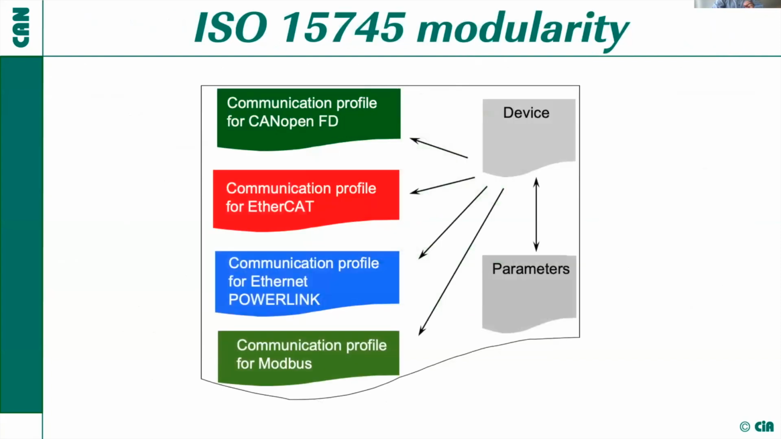Another thing is the modularity of this standardized approach. We can have multiple communication profiles for one single device. Assuming we have a CANopen FD device, it is not only supporting CAN FD, but it can also be Ethernet-based, like EtherCAT or Ethernet POWERLINK. That is the basic idea. We have a device description, and we can have multiple communication profiles in one device description, allowing us to manage this device in various networks and apply it in various systems.